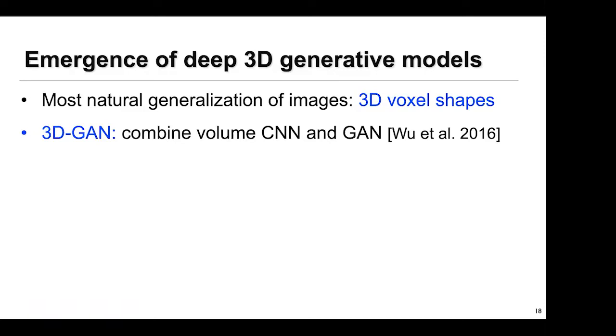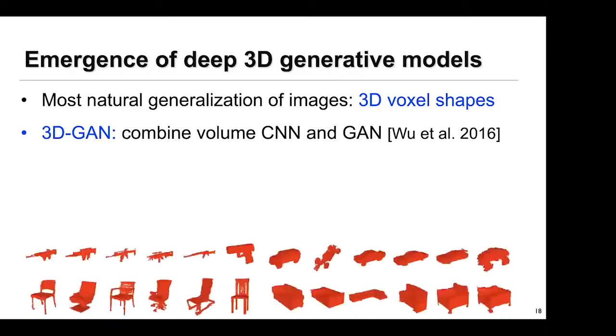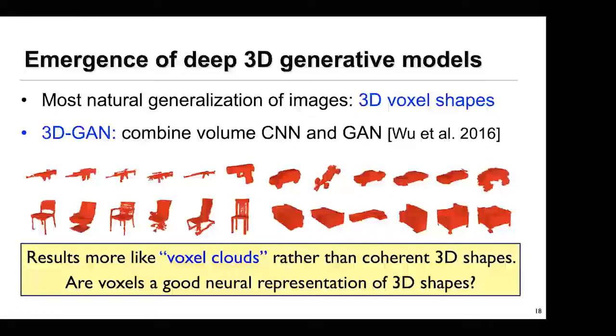I wouldn't go into technical details, but I'm going to show you the results of 3D GAN. As you can see, the so-called shapes being generated by 3D GAN are more like voxel clouds, right? So they are not like coherent 3D shapes. They don't really have clean boundaries, for example. So this begs the question, are voxels a good representation for 3D shapes?